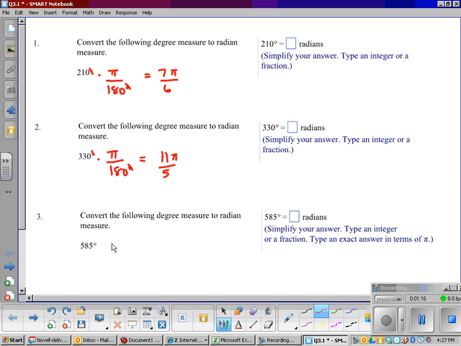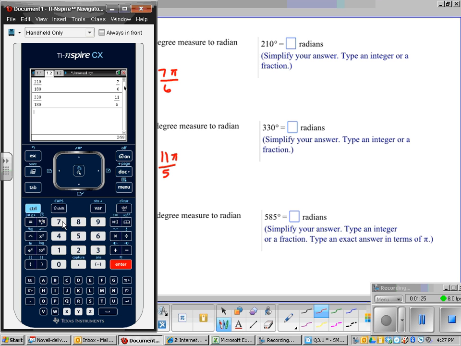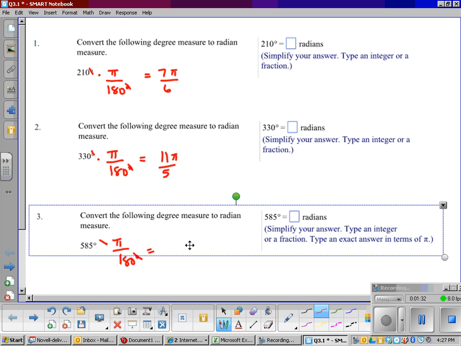Same on the last example. Multiply by pi over 180. The degrees will cancel. Pi over 4.